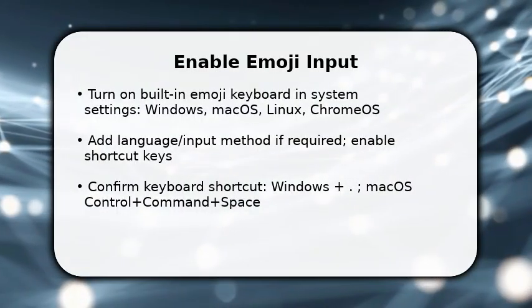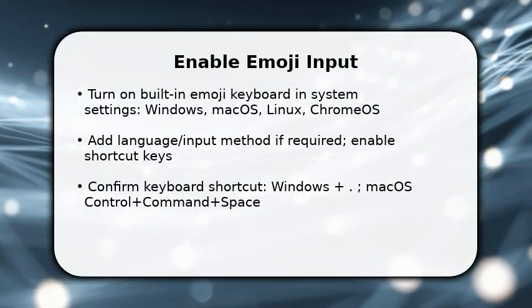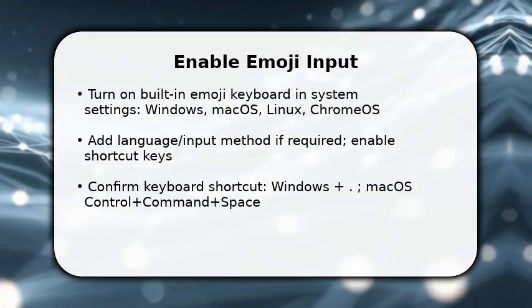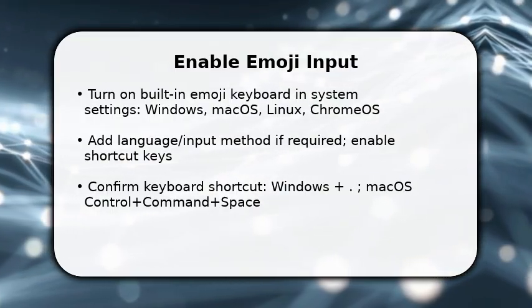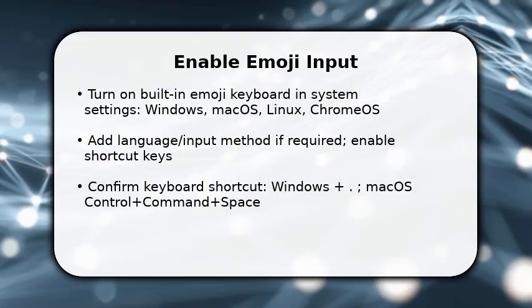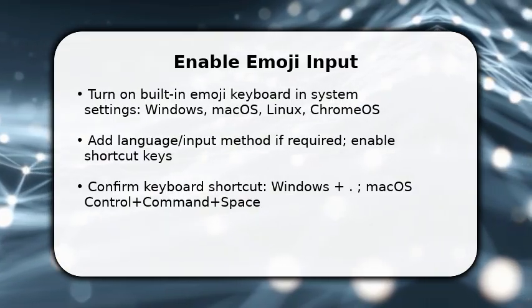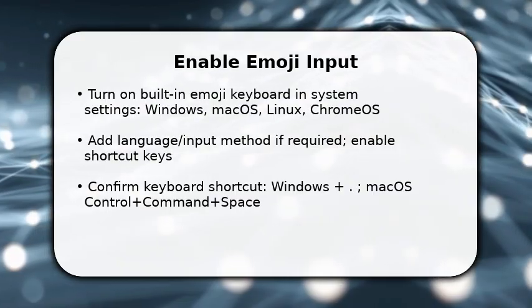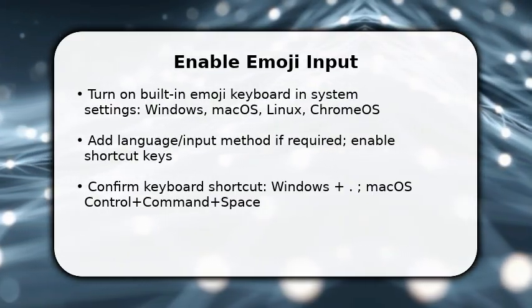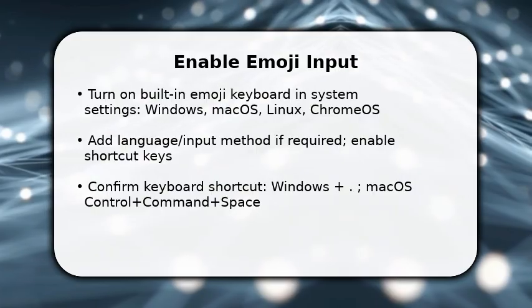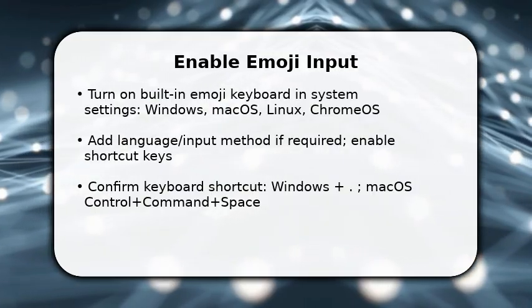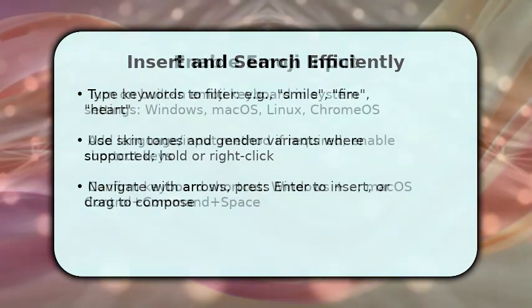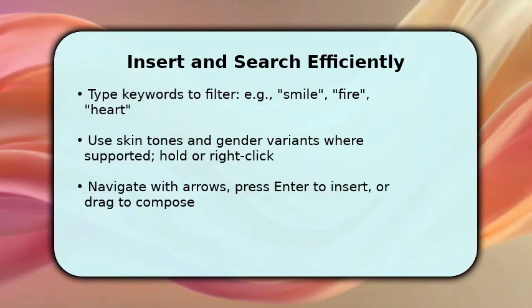You'll enable the emoji input so you can call it instantly. On Windows, press Windows+. to open the panel. On macOS, use Control-Command-Space. If your OS needs an input method, add it in Settings, then Keyboard, and enable the emoji or symbols entry. Once done, set or memorize the shortcut for quick access. This saves time and avoids copying from web pages. It also ensures emojis match your system's font and color style.